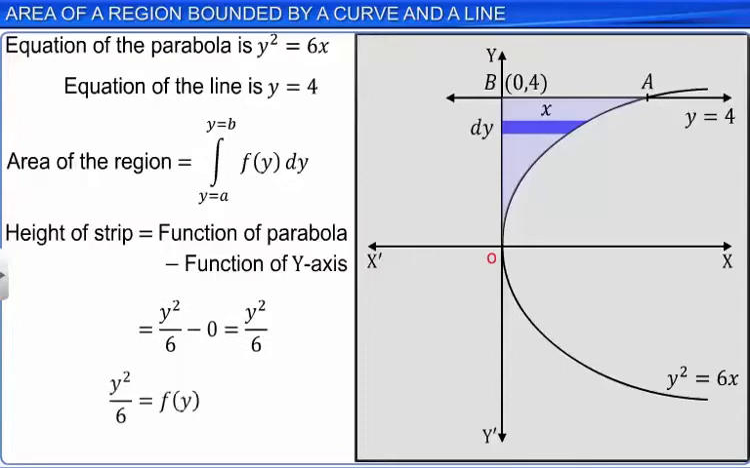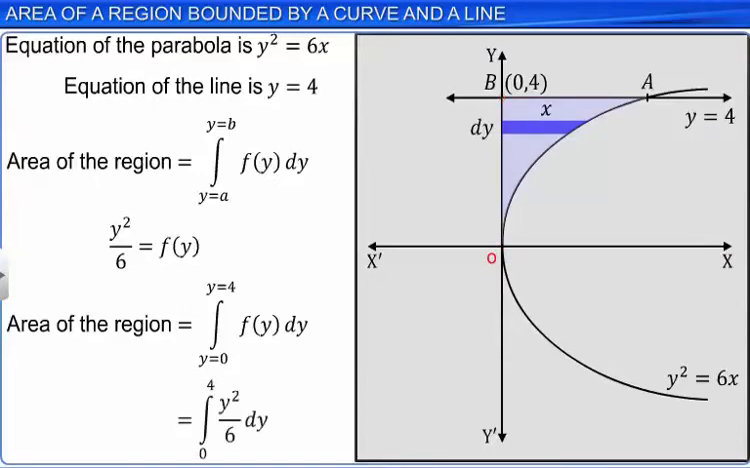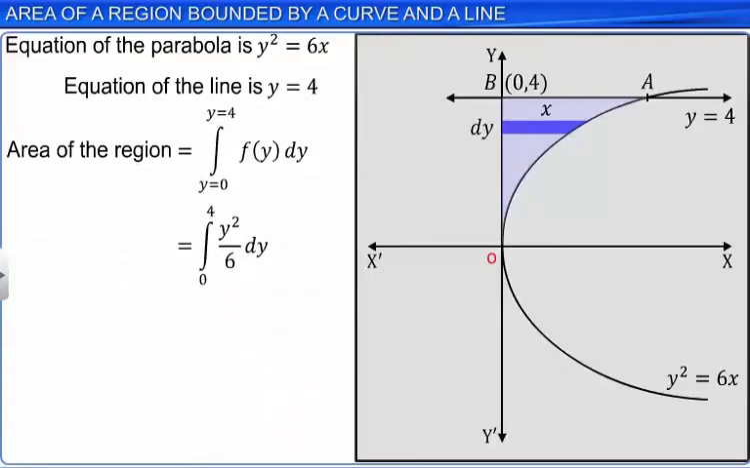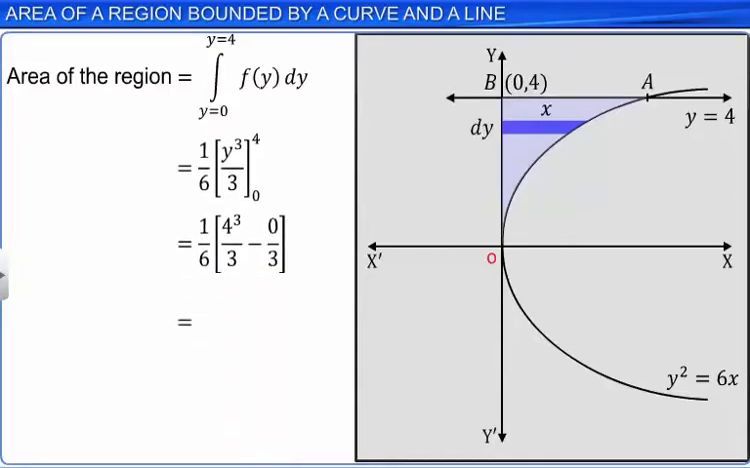Now, we perform the integration within the limits y = 0 and y = 4. So we have the integral of y²/6 dy from 0 to 4. This is equal to 1/6 times the integral of y² dy from 0 to 4. On integrating y² with respect to y, we get y³/3. Now, substituting the upper and lower limits and then simplifying, we get 32/9 square units. Therefore, the required area is 32/9 square units.